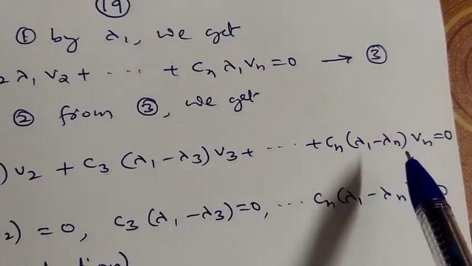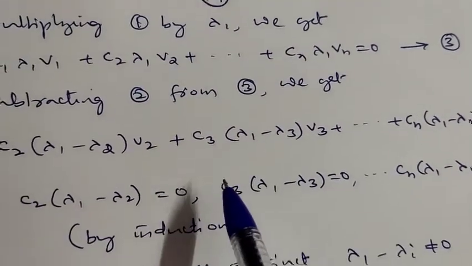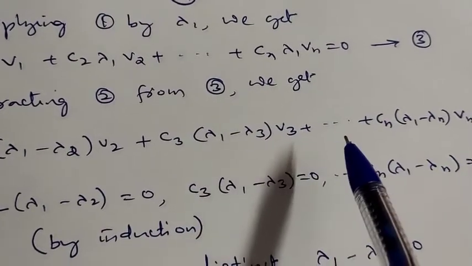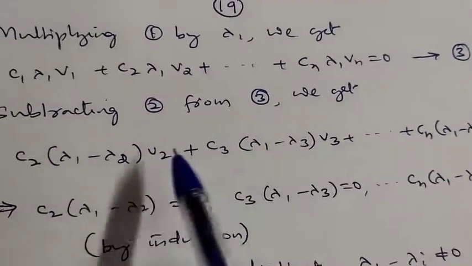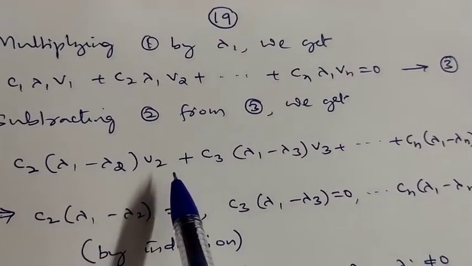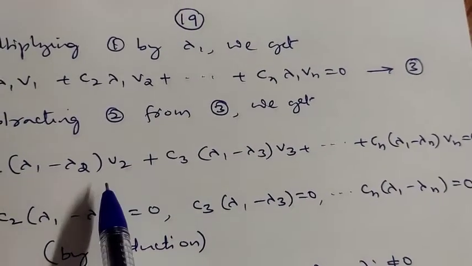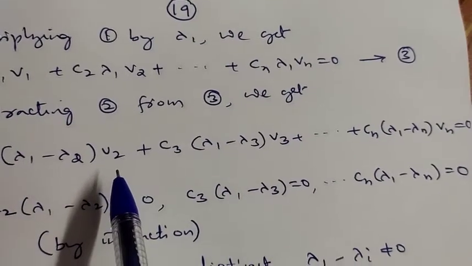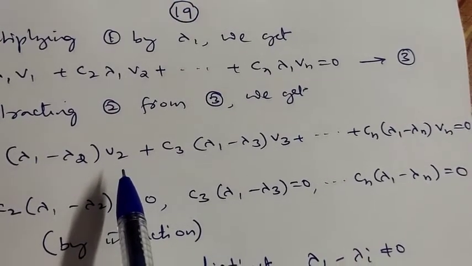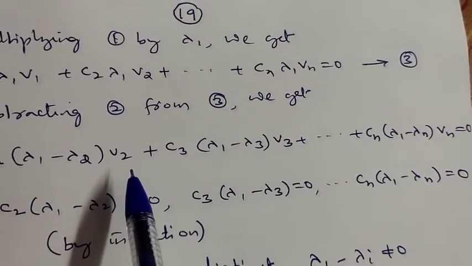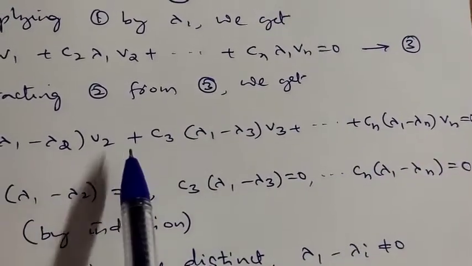Now these eigenvalues are distinct. Distinct means lambda 1 minus lambda 2 is not equal to 0, lambda 1 minus lambda 3 is not equal to 0, etc., lambda 1 minus lambda n is also not equal to 0. Now you come to this expression. This is a linear combination of v2, etc., vn equal to 0. How many vectors are there here? n minus 1 vectors. But we have assumed that the theorem is true for the dimension n minus 1. The theorem is true for the dimension n minus 1 means what? These n minus 1 vectors are linearly independent.